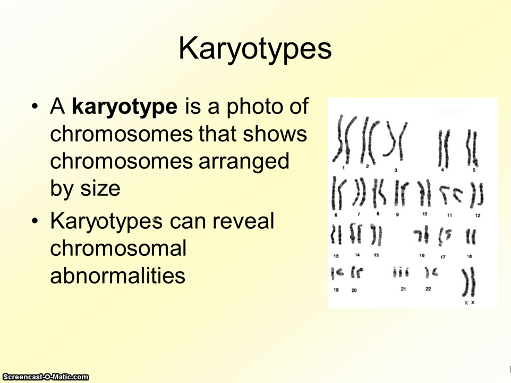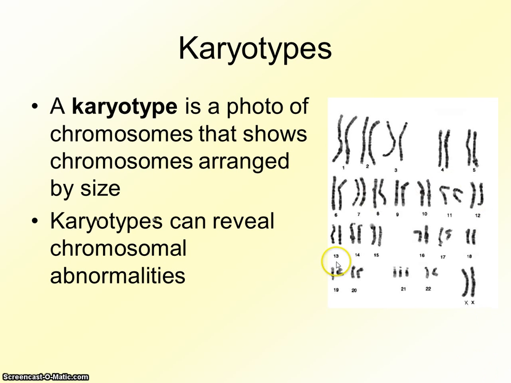So let's look at these karyotypes. A karyotype is an actual picture of what your chromosomes look like, and it gives you a snapshot of a lot of things, but it lets you determine any type of abnormalities that are associated with chromosomes.